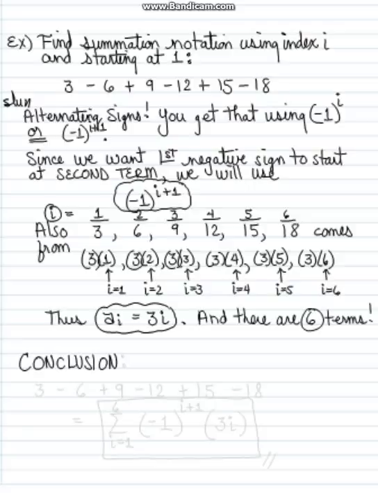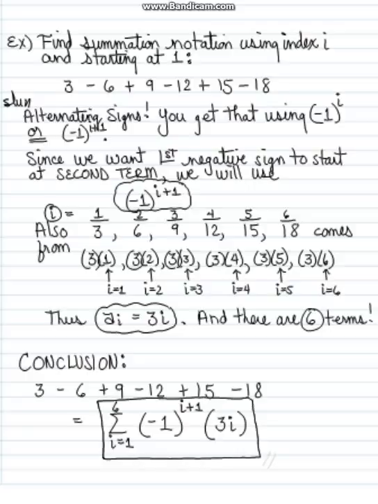Also, we see that there are 6 terms, so we know how to write our summation notation from 1 to 6. That means that our conclusion is that this sum is equal to summation notation. Index I starts with 1 to 6. Now do the sign, alternating signs, starting with the positive will be -1 raised to the I plus 1 power. That'll give us alternating terms starting positive, and then multiply the ith term 3 times I.